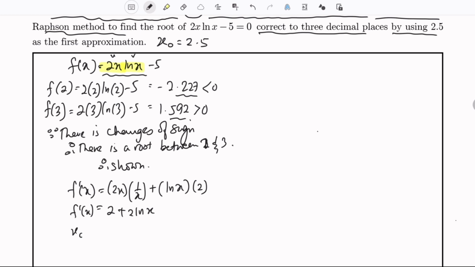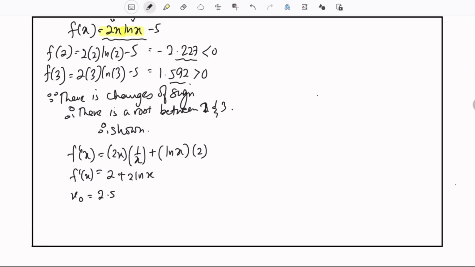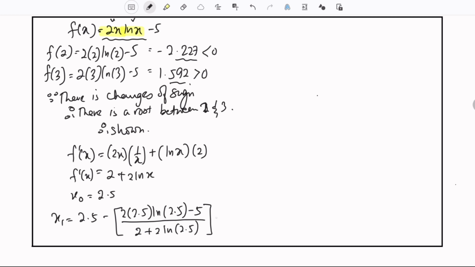So state your x0 given 2.5. So we're going to do the iteration. So next will be x1. So x1 equals 2.5 minus, so again, f(x) is 2 times 2.5 ln of 2.5 minus 5, over 2 plus 2 ln of 2.5. So we have the answer to be 2.6092.